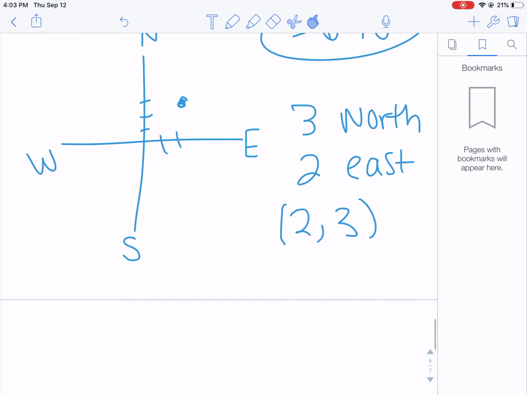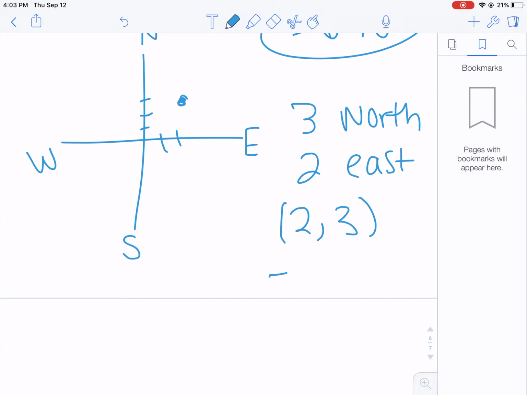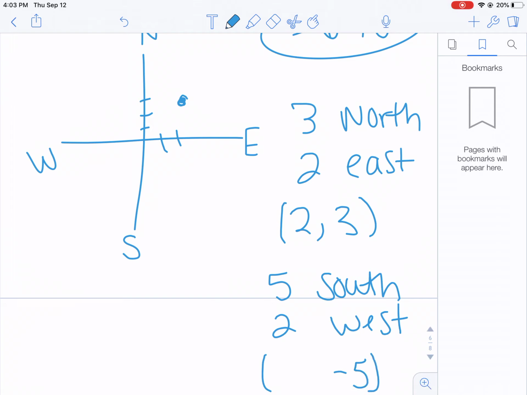If I tell you I'm going 5 south and 2 west, well, since south is the negative, that means my Y is -5 and my 2 is in the west direction, so it's -2. So I'm going to go -2, -5, and that's down there, okay? So that's what you're looking at when you're doing ones with finding distance between locations.